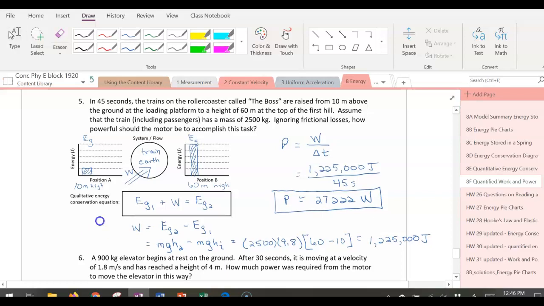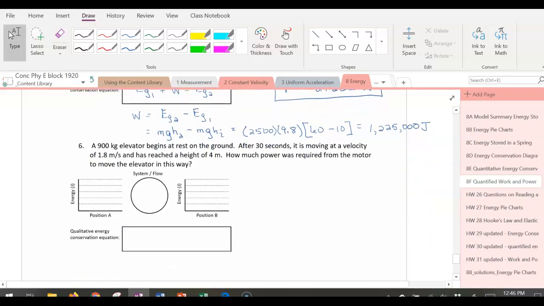Let's look at number 6, the next problem. Here we're talking about an elevator. It begins at rest on the ground, so there is really no mechanical energy of that elevator at the beginning. The system is the elevator and the Earth. But after 30 seconds, it's moving at 1.8 meters per second, and it's 4 meters high. So it has both kinetic energy because of its motion and gravitational potential energy because of its height at the end.